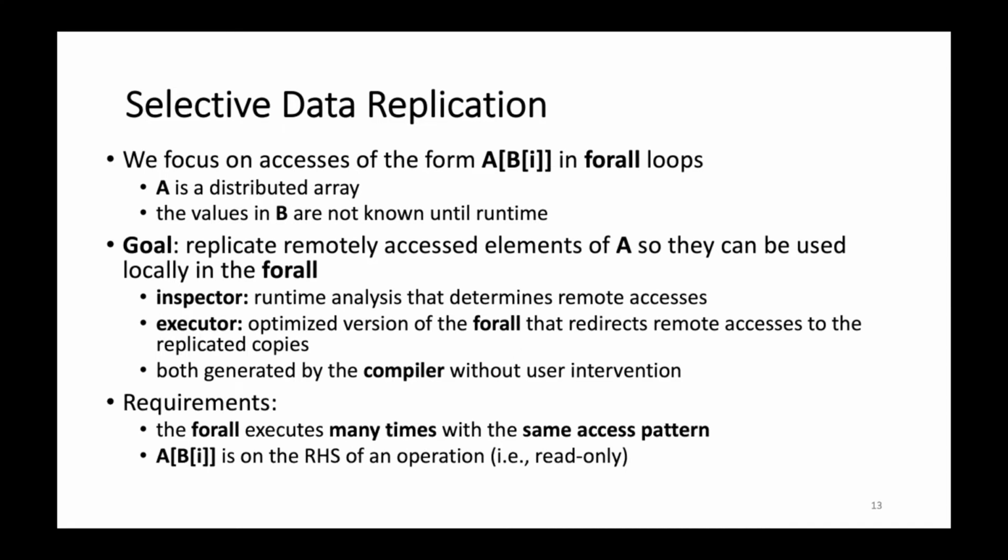And there's 2 requirements worth mentioning about this optimization. Because of the inspector executor technique, we require that the forall loop that we're optimizing is going to be nested in some sort of outer loop. So it needs to execute multiple times with the same access pattern. The inspector has some amount of overhead, so we need to amortize that over multiple executions of the optimized loop, or the executor. Another thing is that we require that the access A[B[i]] is going to be read-only. Since we're doing replication, if you start writing to replicated data, it can be quite messy if you don't handle it correctly. So for now, we're just focusing on read-only access patterns.